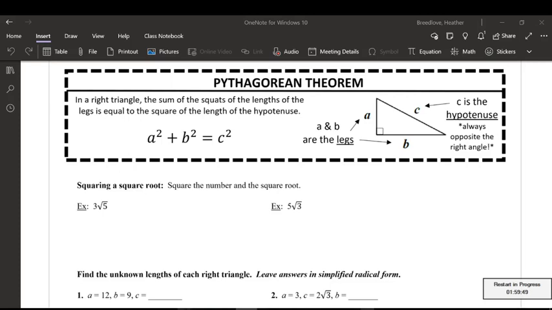Okay, so the Pythagorean Theorem, hopefully this is something you've heard before. A squared plus b squared equals c squared. You can use that when you have a right triangle and you have a missing piece of the right triangle. You have to know that the hypotenuse is always opposite the 90-degree angle. The hypotenuse is the longest side of the triangle, and it always has to be the letter c.